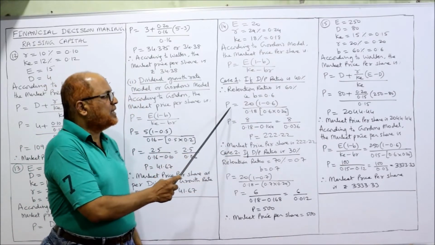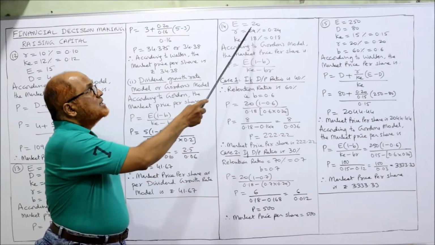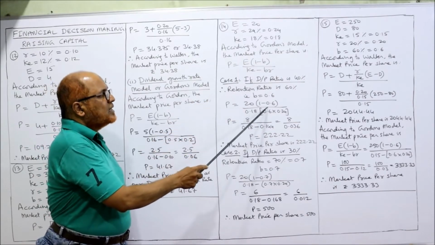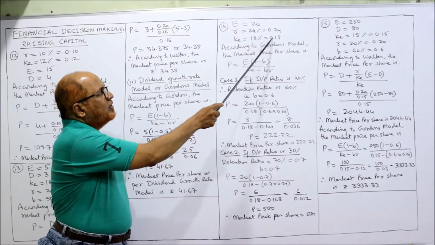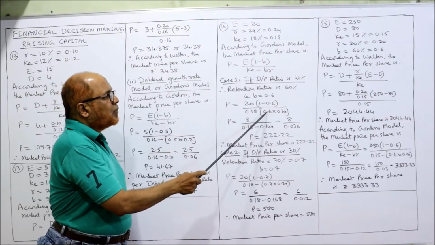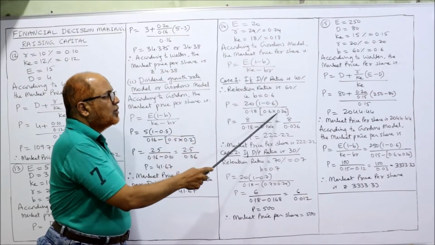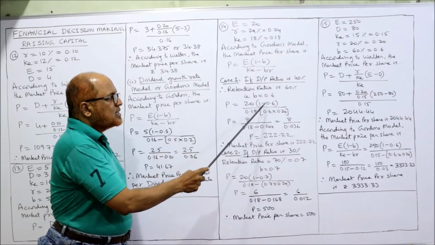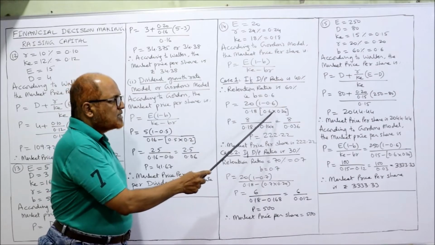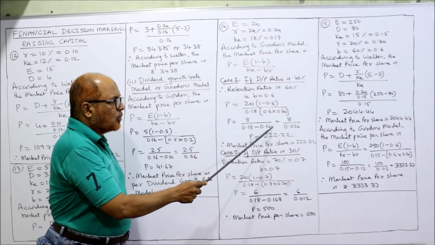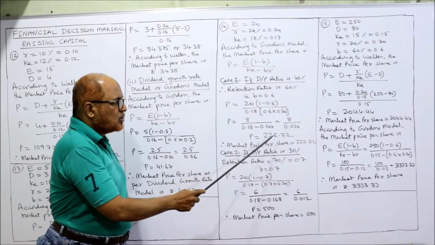Now substitute. P is equal to E. How much is the E value? 20. 1 minus B, 1 minus 0.6, divided by KE. KE is 0.18. B into R, 0.6 into 0.24. So 1 minus 0.6 into 20, you will get 8. Then 0.18 minus 0.6 into 0.24, that is 0.144, so the denominator is 0.036. So 8 divided by 0.036.